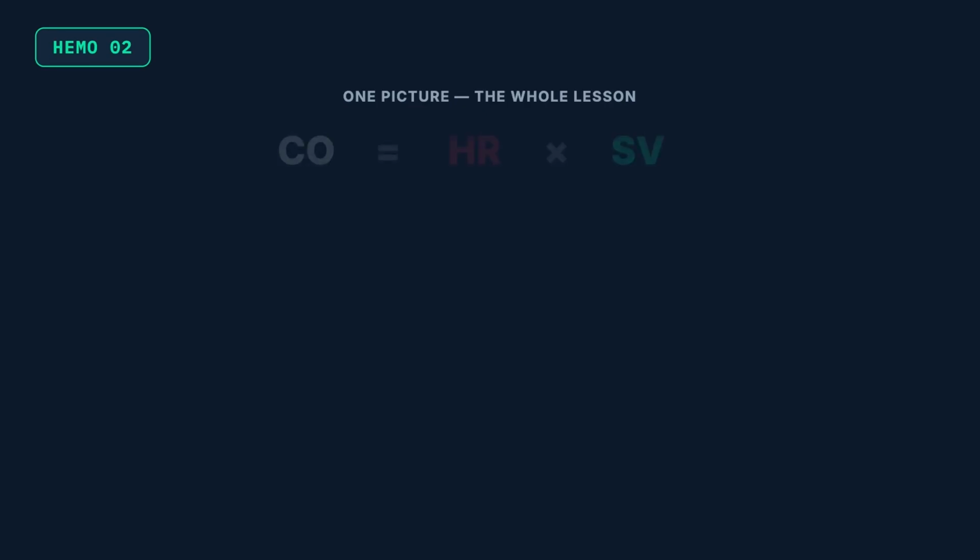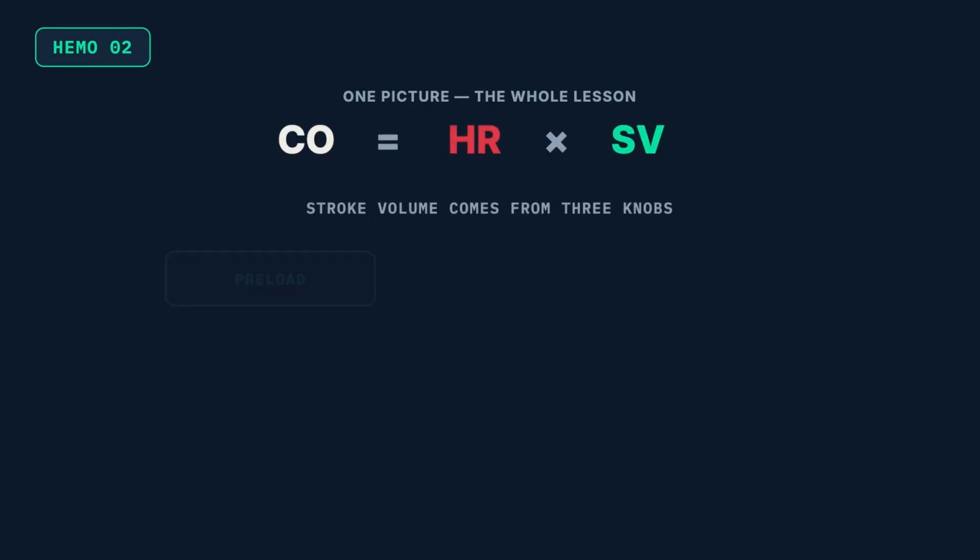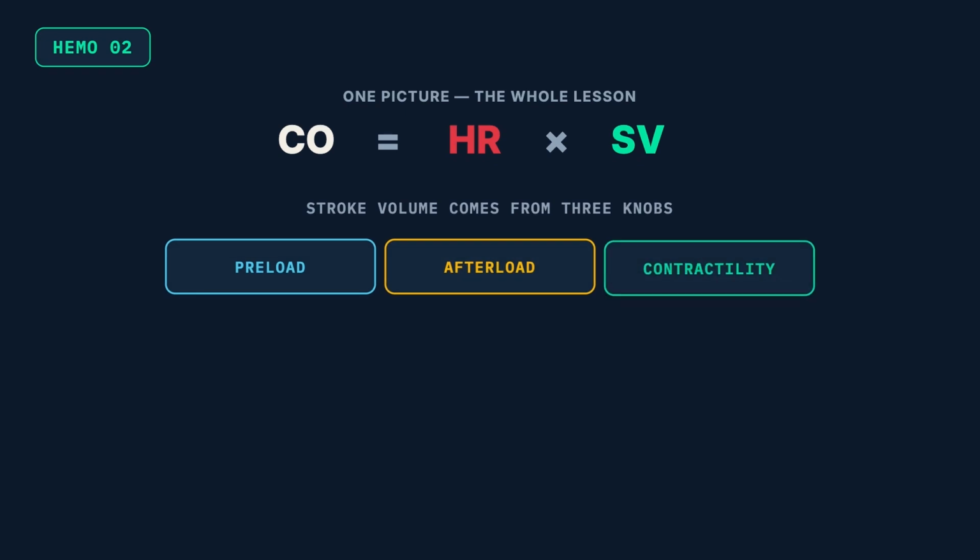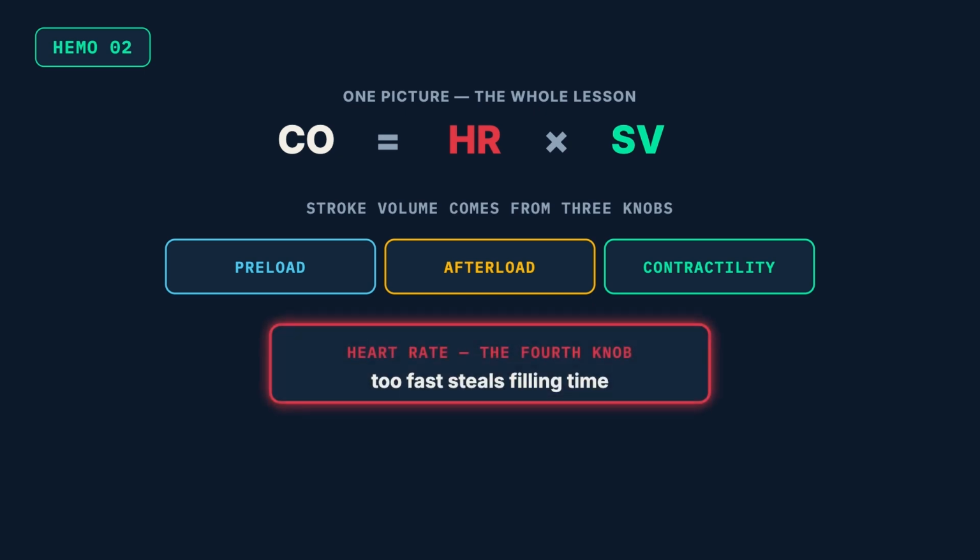One picture, the whole lesson. Cardiac output equals heart rate times stroke volume. Stroke volume itself comes from 3 knobs: preload, afterload, contractility, and heart rate is the 4th with its own limit. Too fast steals filling time. 4 knobs, 1 pump, 1 question every time. Which one failed?